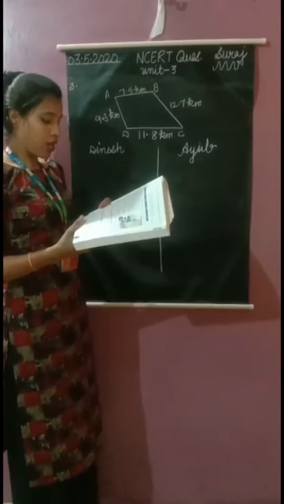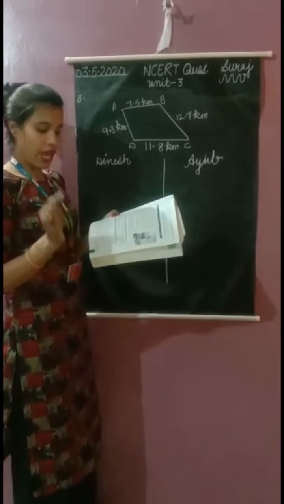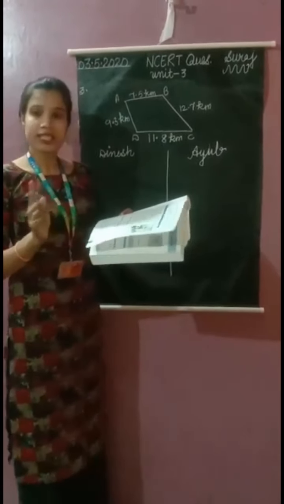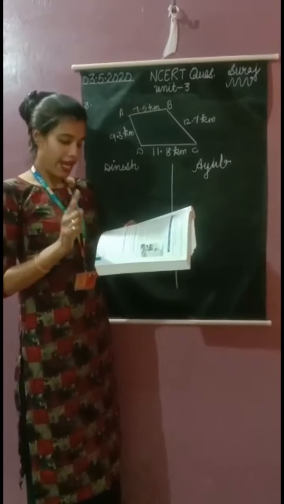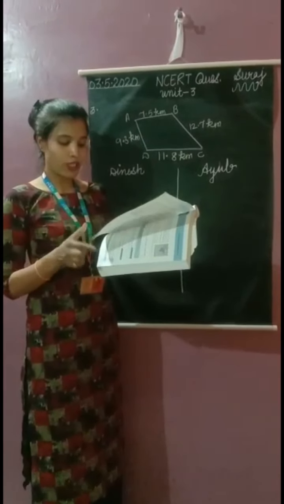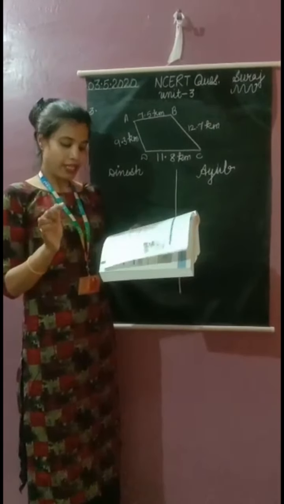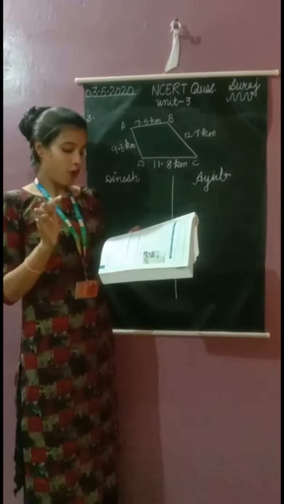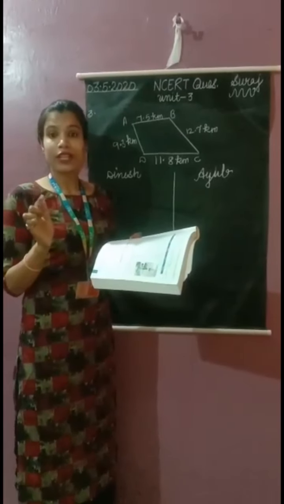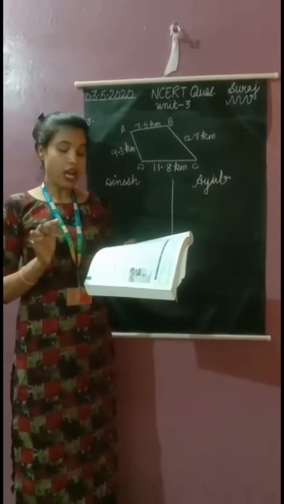Now third question, Dinesh went from place A to place B and from there to place C. A is 7.5 kilometer from B and B is 12.7 kilometer from C. In this question, Ayub went from place A to place D and from here to place C. D is 9.3 kilometer from A and C is 11 kilometer from D. Who travel more and by how much?